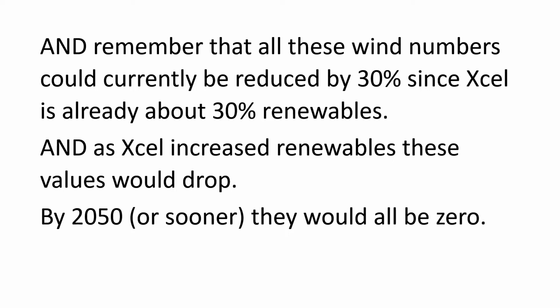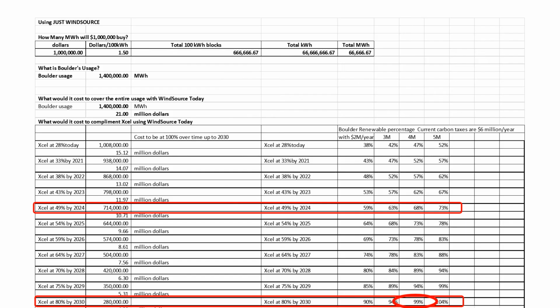And remember that these wind numbers could currently be reduced by 30%, since Xcel is already 30% renewables. And as Xcel increases renewables, these values would drop. By 2050 or sooner, they would all be zero. So here's a big spreadsheet using just wind source to figure out where we could be over time, based on the fact that Xcel is continually adding on renewables.